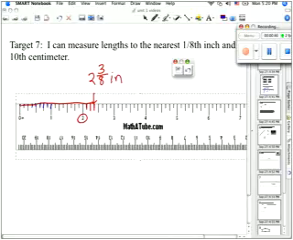Another example. Say I measure something and it stops right there. This one, we go past the 3, so my whole number is 3, and then I count past it 1/8, 2/8, 3/8, 4/8, 5/8, 6/8. This is 3 6/8 of an inch.